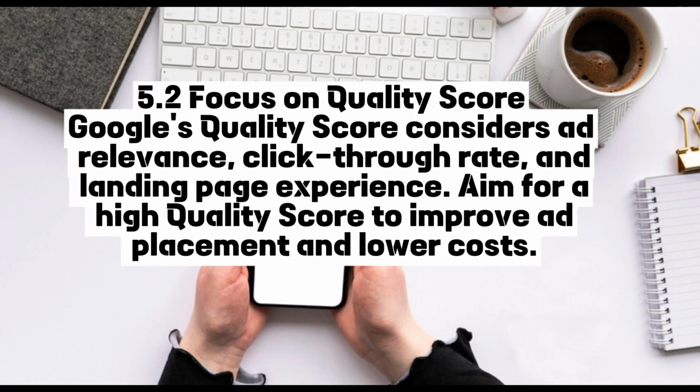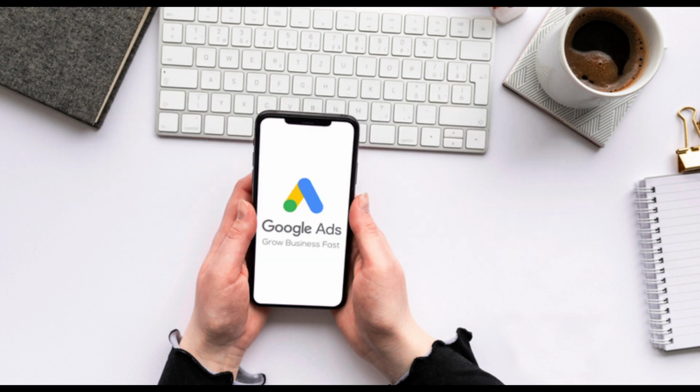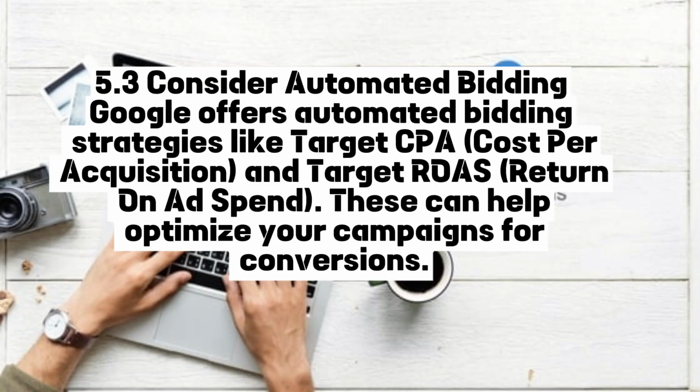5.2. Focus on quality score. Google's quality score considers ad relevance, click-through rate, and landing page experience. Aim for a high quality score to improve ad placement and lower costs. 5.3. Consider automated bidding. Google offers automated bidding strategies like target CPA, cost per acquisition, and target ROAS, return on ad spend. These can help optimize your campaigns for conversions.